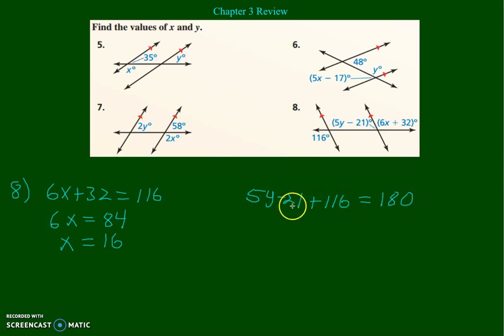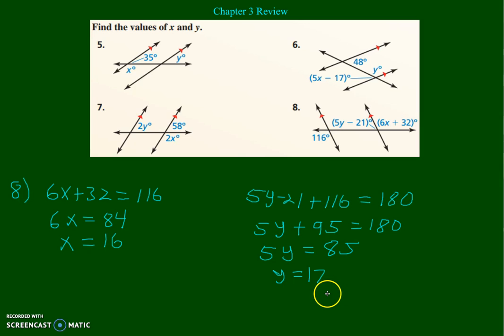So now we can combine our terms on this side. 5y plus 95 equals 180. Subtract 95 from both sides. 5y equals 85. Then divide by 5. So y equals 17. And now on to problem number 9.